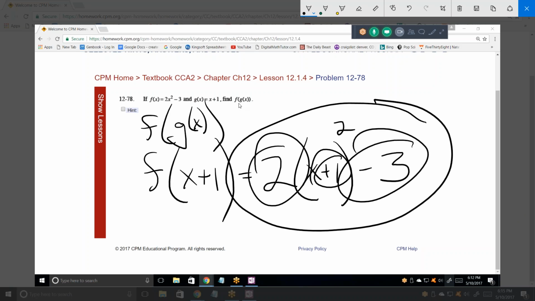That's how you do these composite functions. You just write it like this, and then whatever the g of x function is, you substitute it, and then whatever's in the parentheses, you substitute in the f function. You have to make sure you're dealing with the right function.